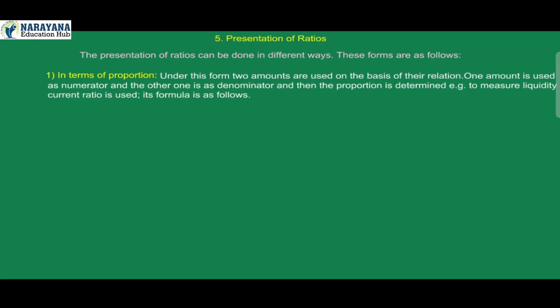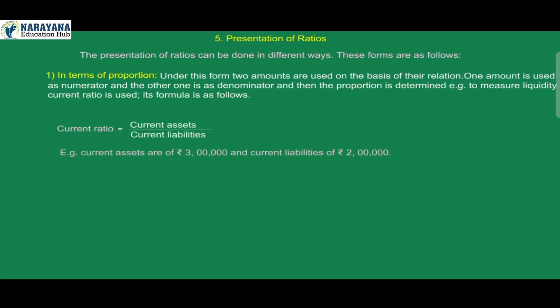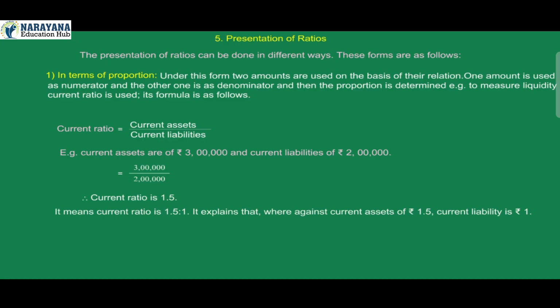Example, to measure liquidity, current ratio is used. Its formula is as follows. Current ratio is equal to current assets divided by current liabilities. Example, current assets are of rupees 3 lakh and current liabilities of rupees 2 lakh, so current ratio is 3 lakh divided by 2 lakh. Therefore, current ratio is 1.5. It means current ratio is 1.5:1. It's explained that against current assets of rupees 1.5, current liability is rupees 1.